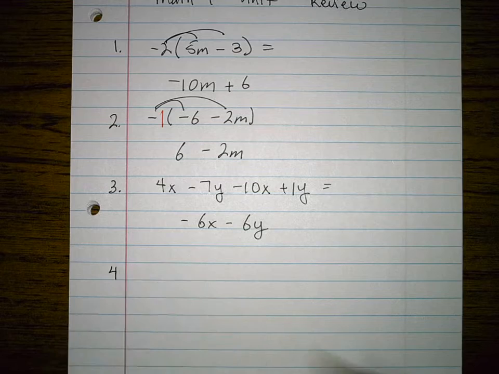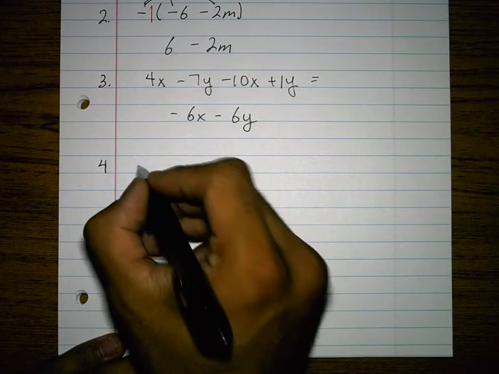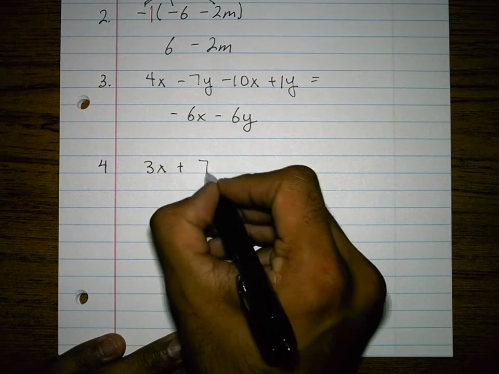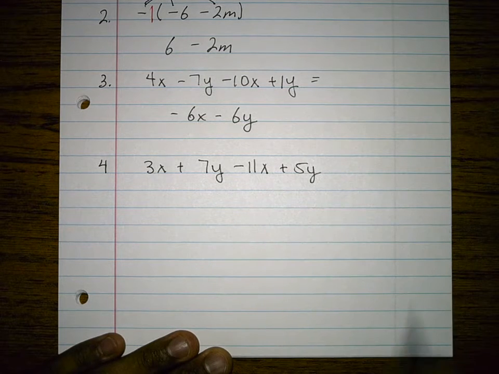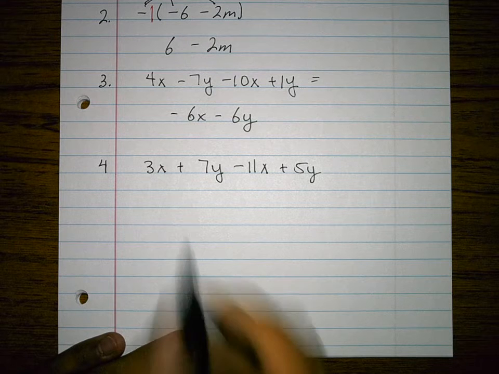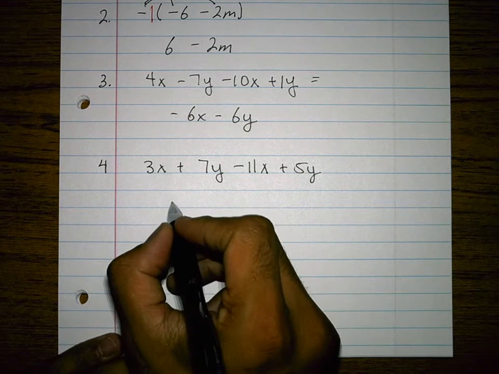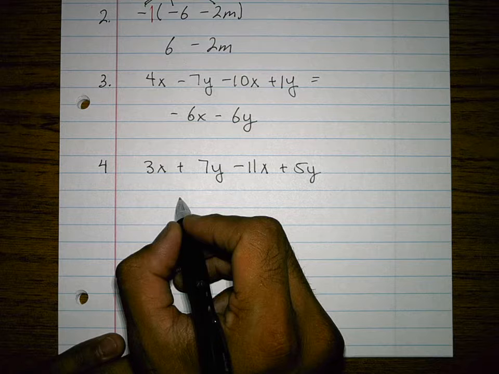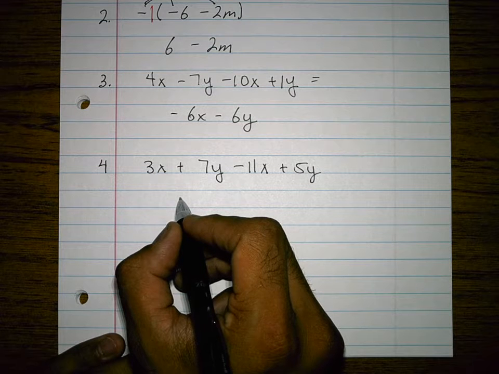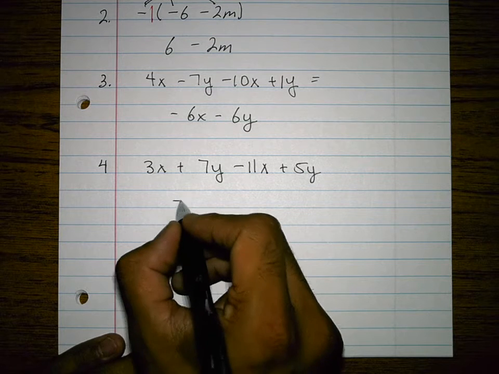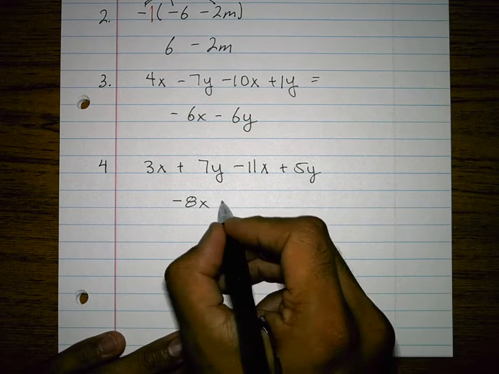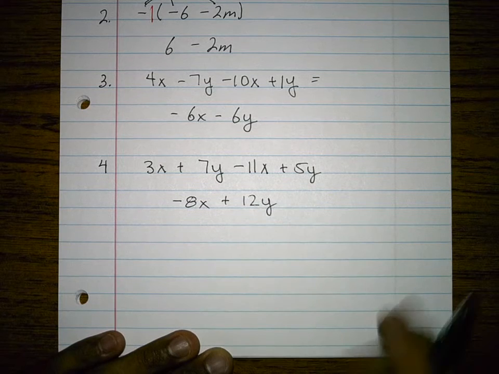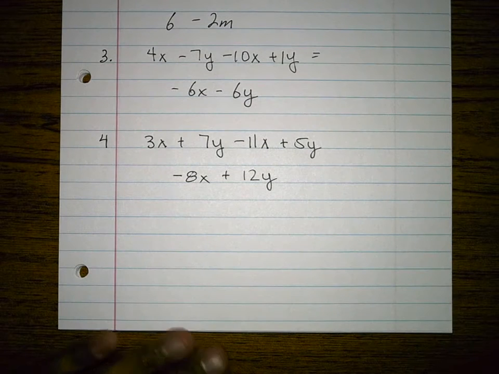Number 4, 3x plus 7y minus 11x plus 5y. Okay. So looking at this, 3x and -11, that is -8x. And then adding my last two over here, that's +12y. Okay. Number 5.